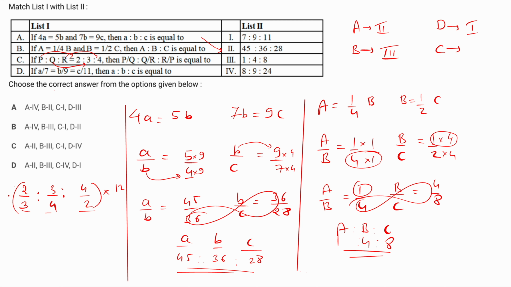So we multiply throughout. 2/3 of 12 will be equal to 8 is to 3/4 of 12 will be 9 and 4 by 2 times 12 is twice of 12, that's 24, right? So P by Q is to Q by R is to R by P is nothing but 8 is to 9 is to 24. So C1 corresponds to the fourth part. A is 2, B is 3, D is 1 and C is 4. This is very clearly our D option. Okay.